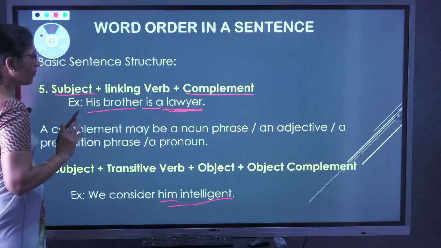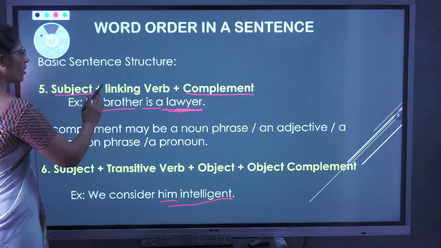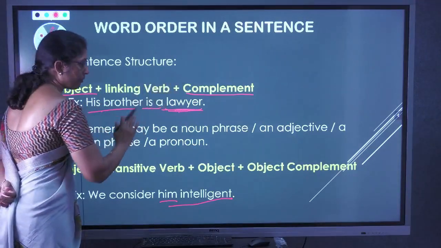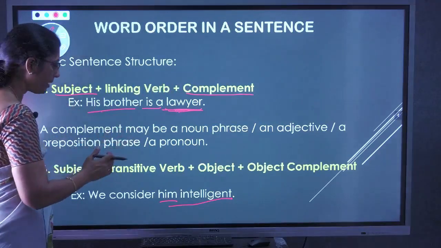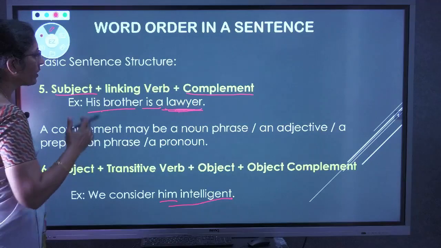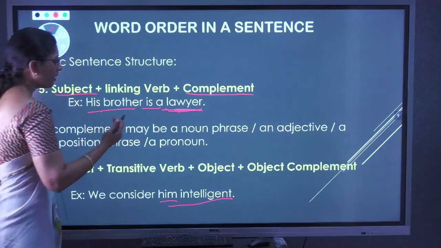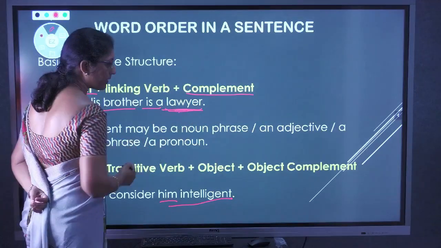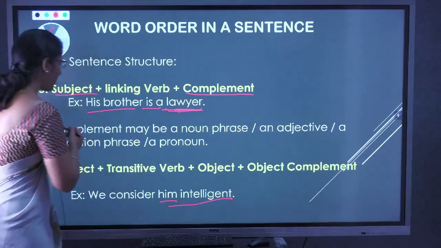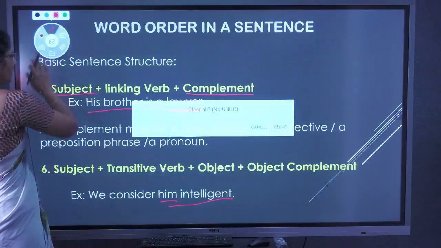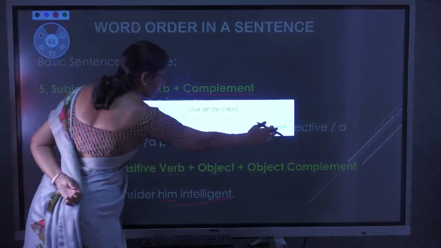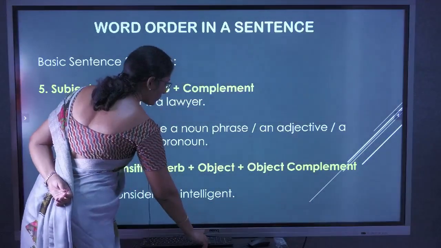One thing you should remember: a complement always comes after the verb. Either it may be a subject complement or it may be an object complement. So these complements may consist of a noun phrase, an adjective, a preposition phrase, or a pronoun. Okay, right. This is about complement. Let us go to the next one.